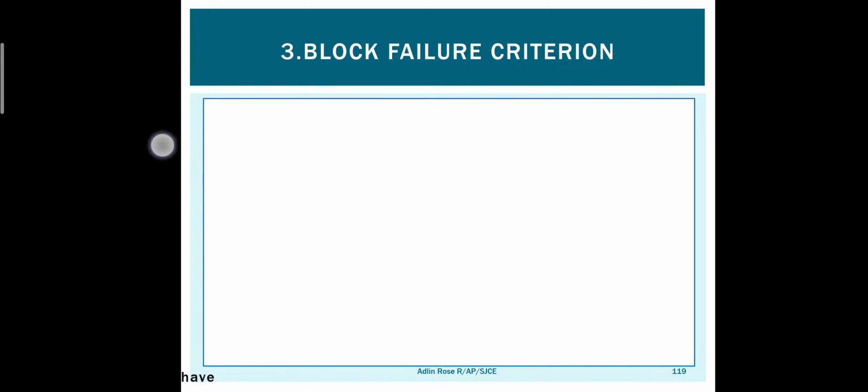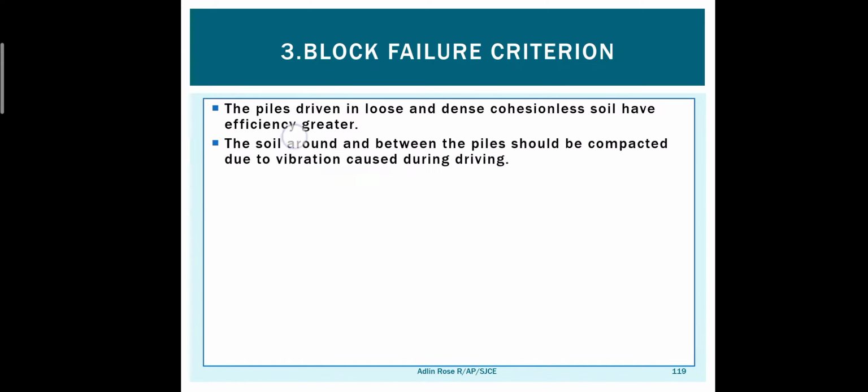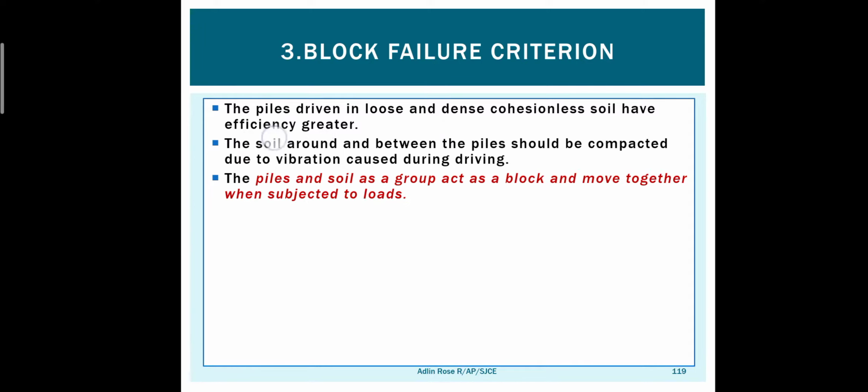In the block failure criterion, we saw that the entire pile group will be connected by means of a pile cap, and as they are connected to the pile cap, they will all behave as one unit. The pile group will behave as one unit.